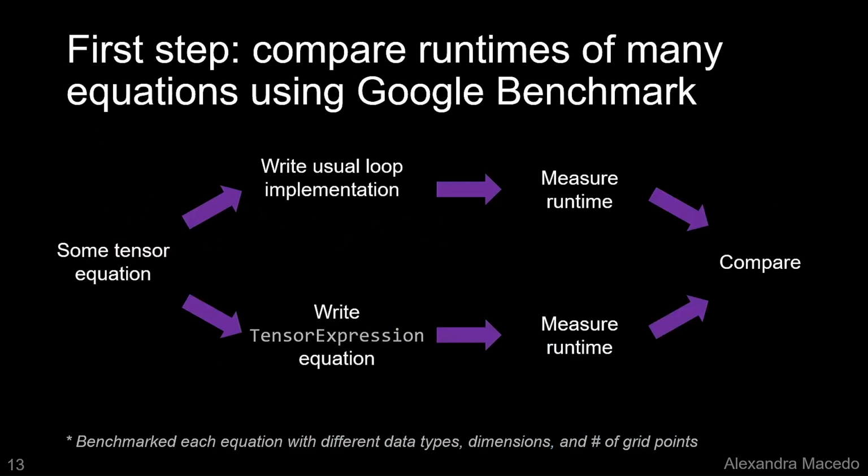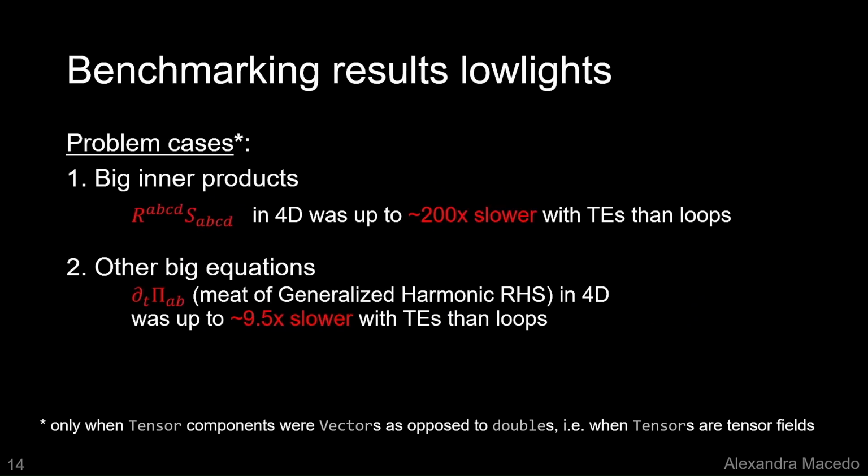And so what I needed to do to be able to make sure that we could use these in production is I needed to time them. So I picked a set of equations that are representative of the kinds of equations that we see in our SpECTRE code. I implemented these equations with loops, and I also wrote them with tensor expressions. I timed them, and then I compared the times. Pretty simple.